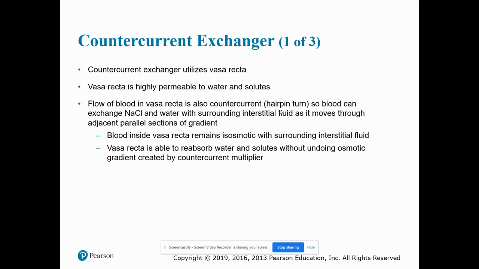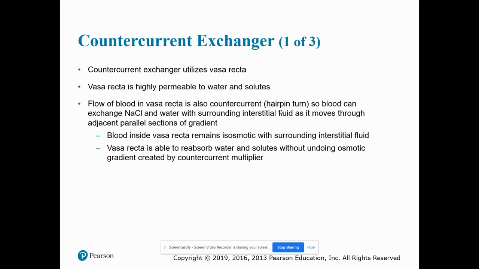The flow of blood in the vasa recta is also countercurrent. It has a hairpin turn, so blood can exchange salt and water with the surrounding interstitial fluid as it moves through adjacent parallel sections of the gradient. The blood in the vasa recta is going to remain isoosmotic with the surrounding fluid. That means that as the vasa recta goes deeper into the medulla, the osmolarity of the blood is going to go up. So it starts at 300, and when it gets deep into the medulla, it'll be all the way up to 1200 milliosmoles.